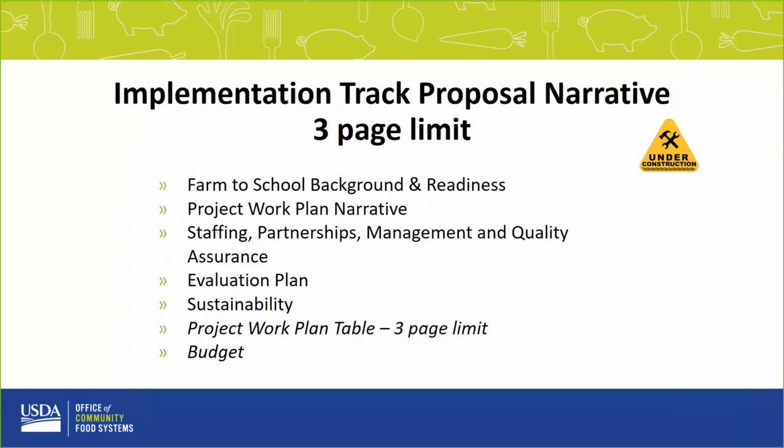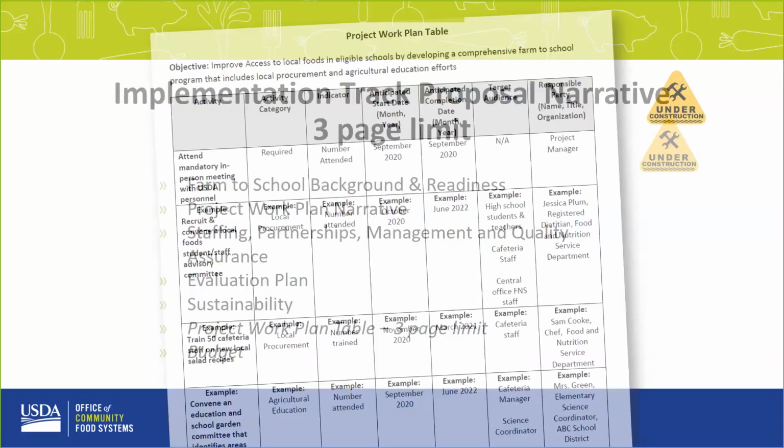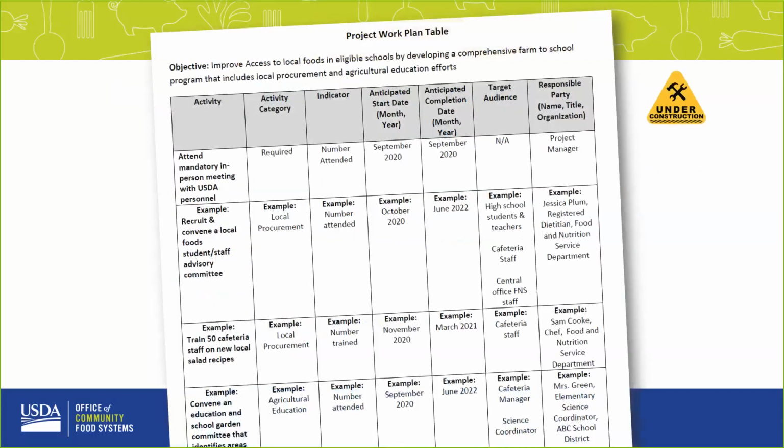The proposal narrative for the implementation track is similar to the planning grant track, except the prompts listed in the RFA for each section are slightly different, reflecting the different scope and objective of this track. The project work plan is also required for the implementation grant track. You'll see the required in-person training listed here and additional activities categorized as local procurement, agricultural education, or both.